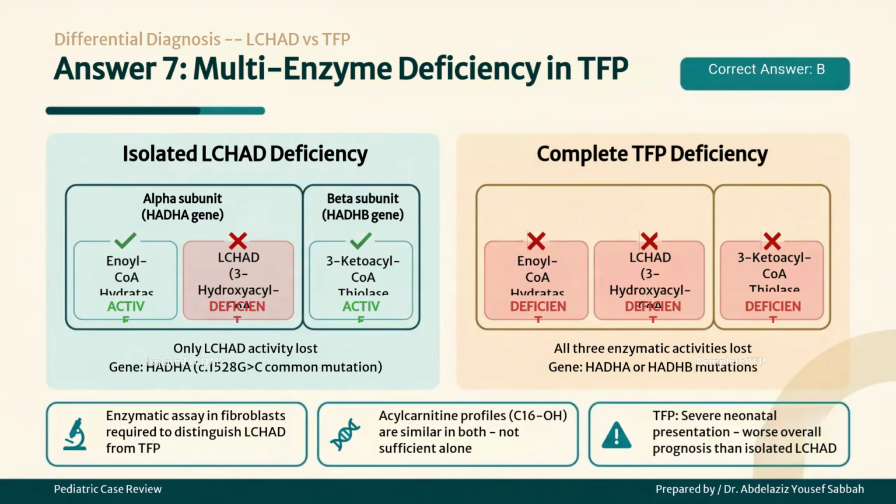Option C is wrong because trifunctional protein deficiency can also cause peripheral neuropathy. Option D is wrong because trifunctional protein deficiency actually tends to have a more severe neonatal presentation and a worse overall prognosis than isolated LCHAD deficiency. Because the acylcarnitine profiles look similar, the enzymatic assay in fibroblasts is required to distinguish the two.